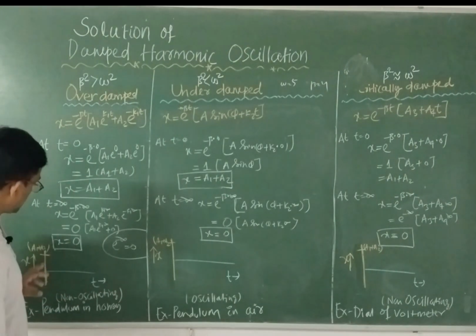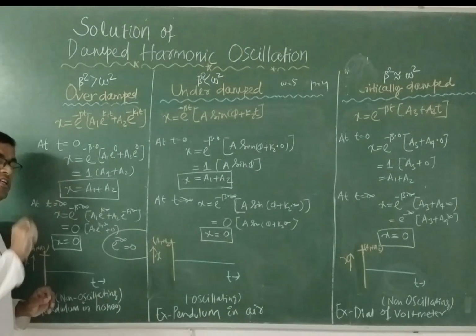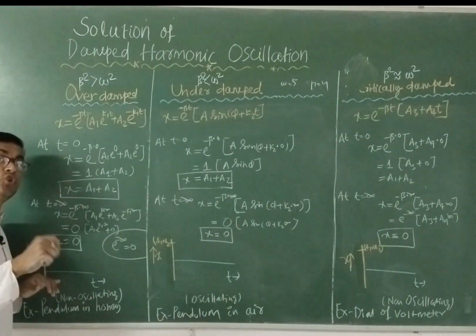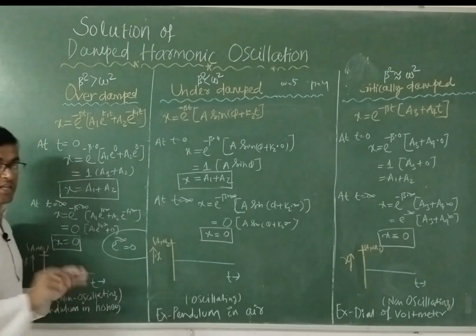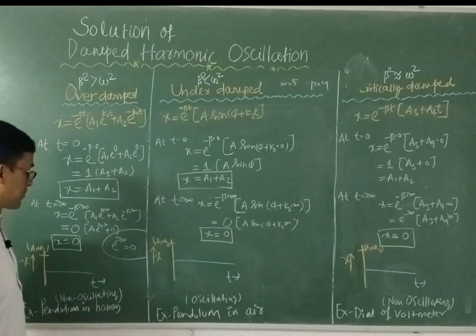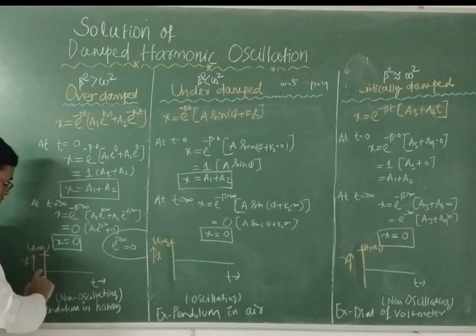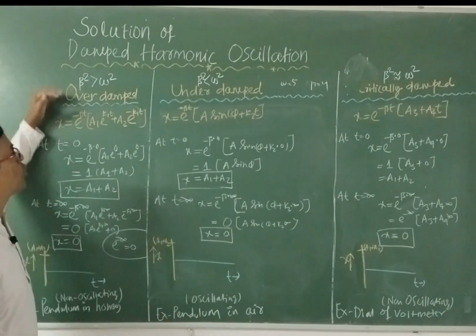When we are considering any graph, first we start: if I put t equal to 0, then what is the x value? When I increase t, then what will be the x value? Accordingly, generally we plot any graph. So here, first at t equal to 0, what is the displacement for the overdamped condition?